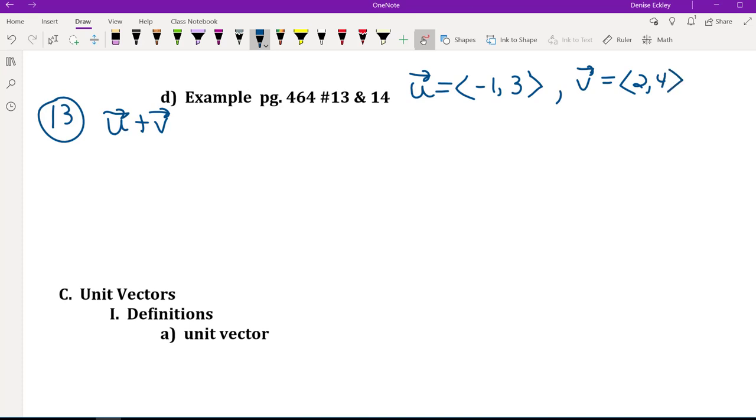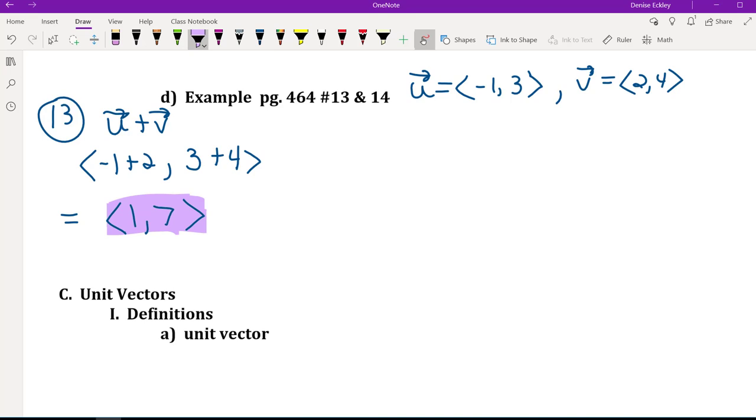So when we add these, we are just going to take -1 and add 2, and then we're going to take the second part of u, which is a 3, and add the second part of v. So we get <1, 7>. So that's what we get when we add the two together.